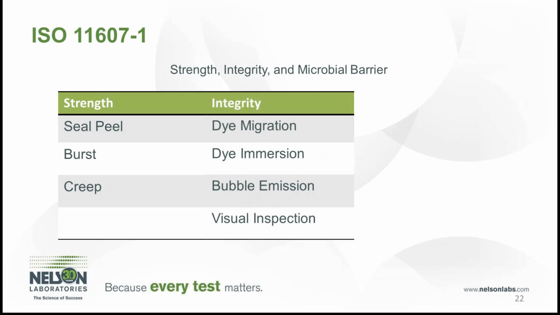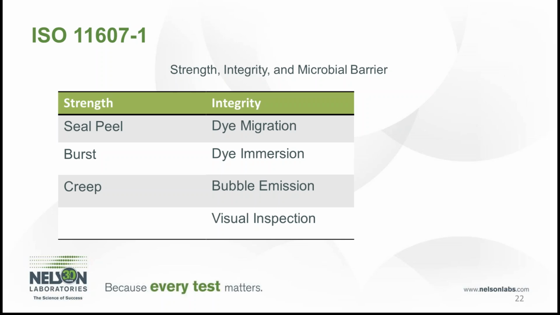For the integrity, we have 4 options: dye migration, dye immersion, bubble emission, and visual inspection. Dye migration is specifically looking for channels through the seals to indicate a breach in the sterile barrier system. Dye immersion is specific for rigid containers and looks at the closure system to make sure that they are intact. These are usually for drug type vial configurations.